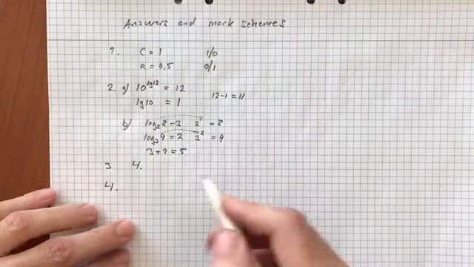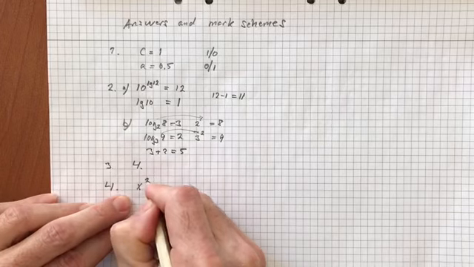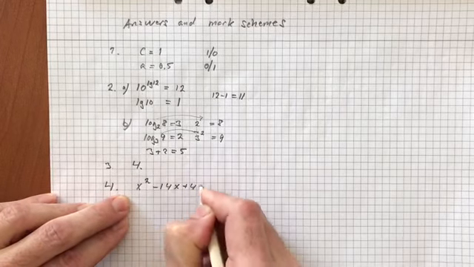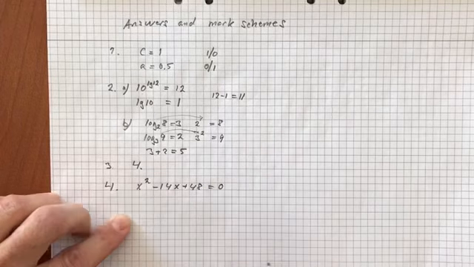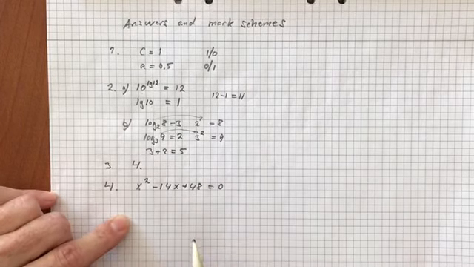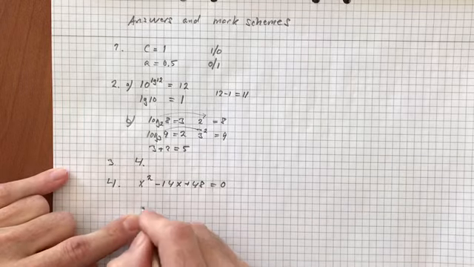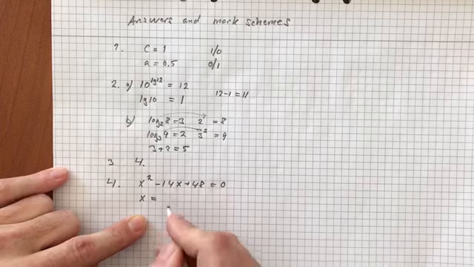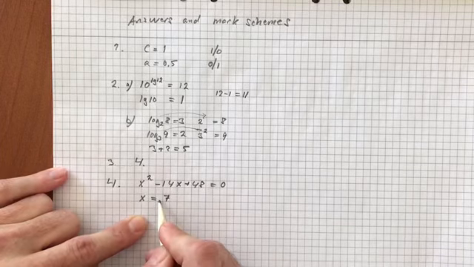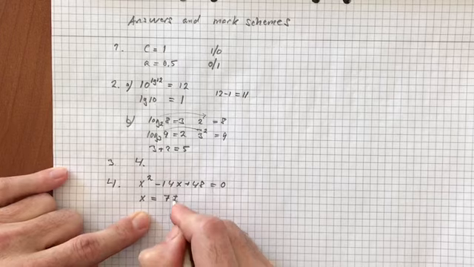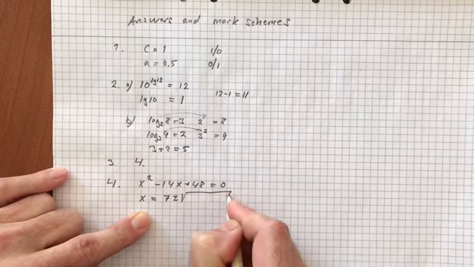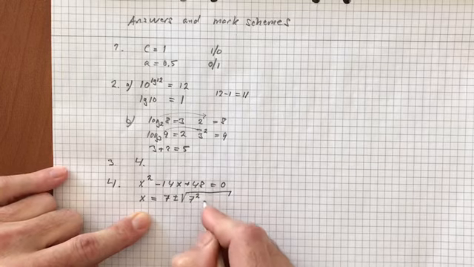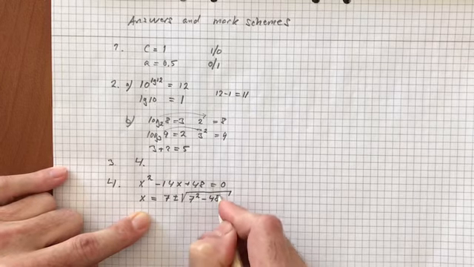I write them down for you. So x² minus 14x plus 48, and that's supposed to be 0. This is the PQ formula. So x is equal to half of 14 with the opposite sign, that's plus 7, plus minus the square root of 7 squared plus the constant with opposite sign, that's minus 48.